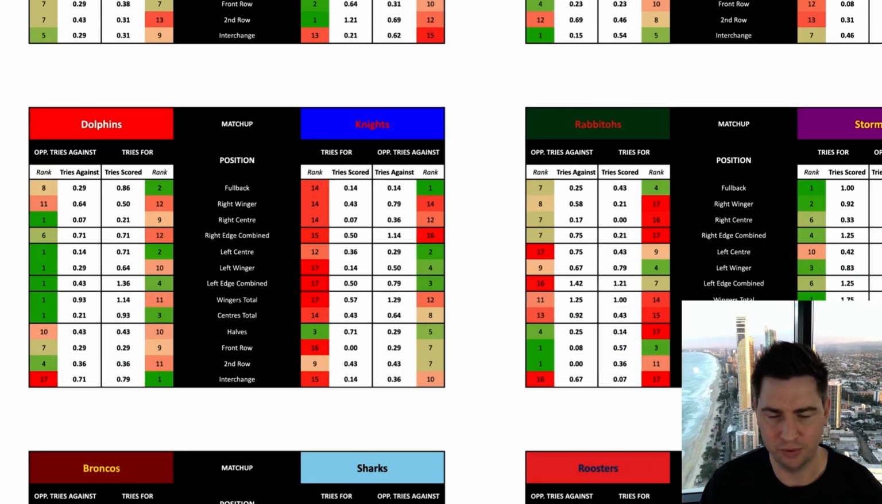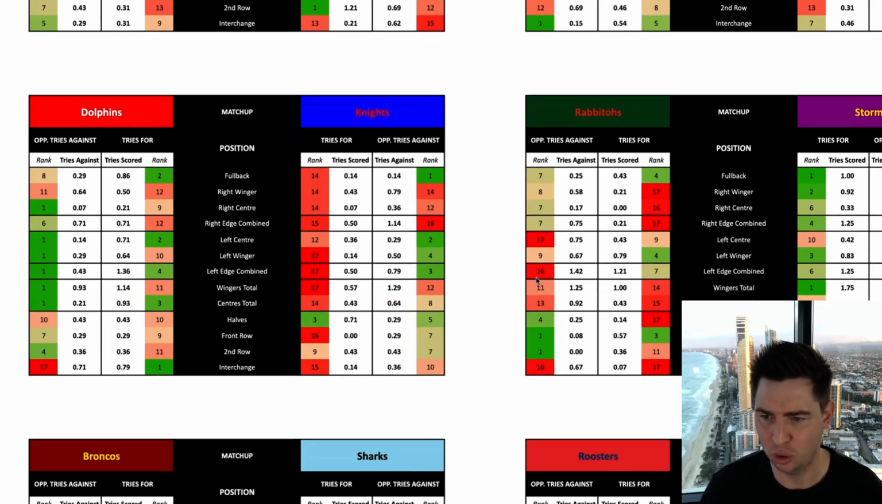Then we have the Dolphins versus Knights over in Perth. So Hamiso Tabuai-Fidow should back up, and he's going to be our first selection in this game. He's $1.87 at Bet365. The Knights have conceded to a fullback in 2 of the last 3 games. Tabuai-Fidow has scored in 6 of his last 8 games for a total of 10 tries.